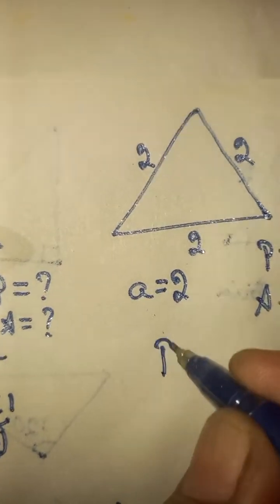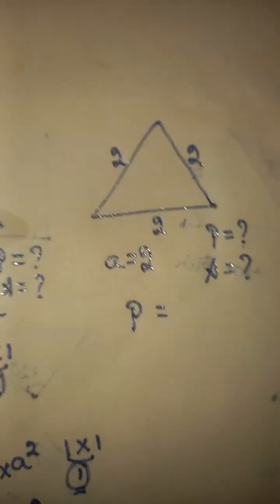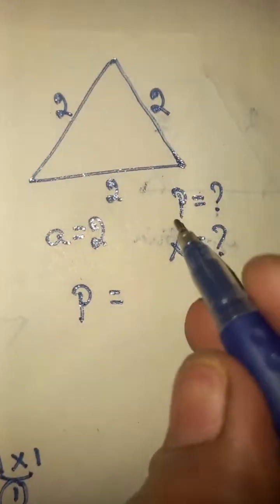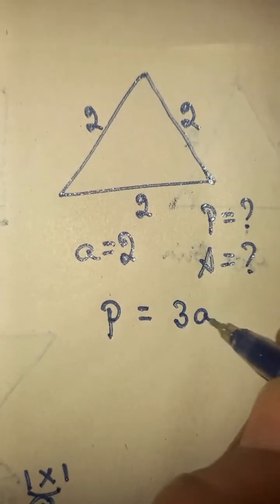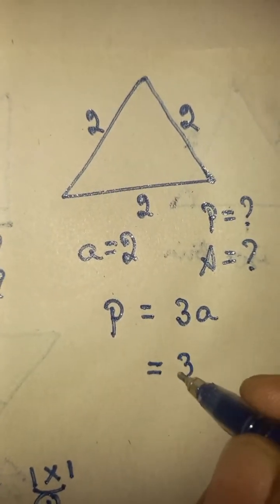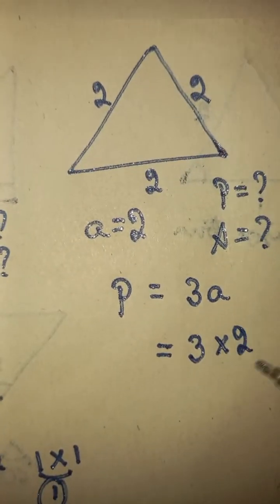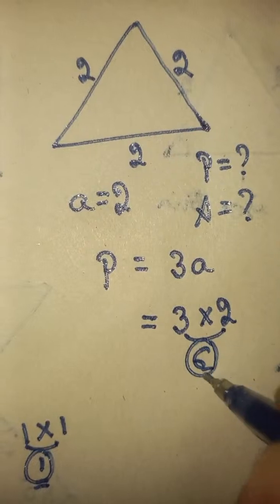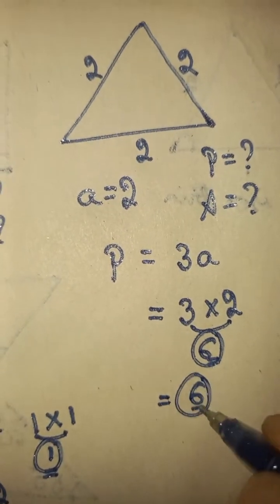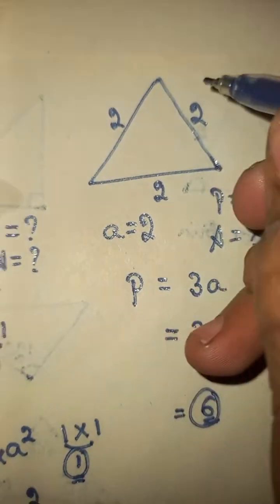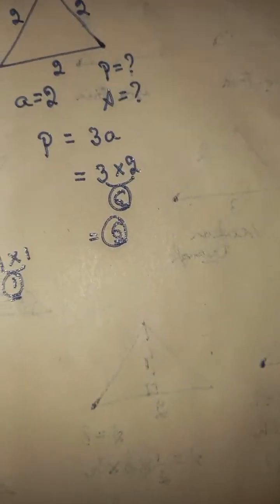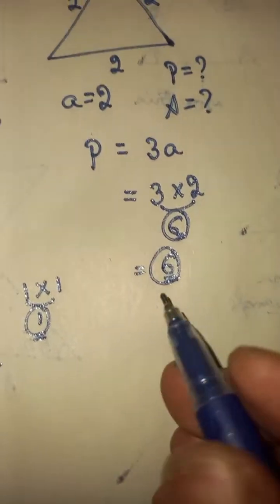Now the perimeter of an equilateral triangle is 3 times the side length a, so it is 3 times the side length, which is 2 units. 3 times 2 is 6 units, so 6 units is the perimeter of this equilateral triangle. Let's find out what's the area of the triangle.